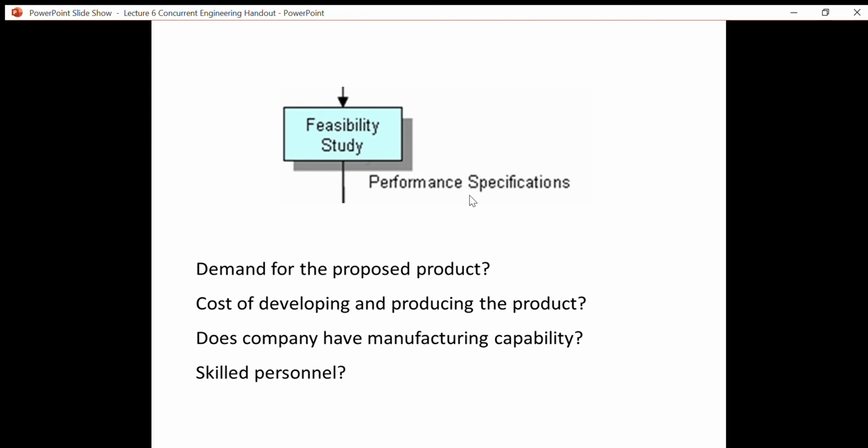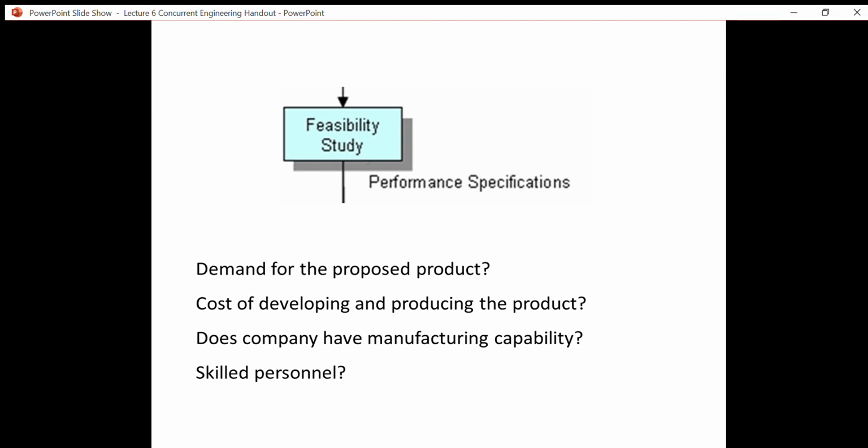The demand for the product: here we need to see the demand for the proposed product, and the cost of developing and producing the product. So does a company have the manufacturing capability to do it? Here we can see the available facilities that we have, what else we need to buy, and whether we have skilled personnel to do this or not.